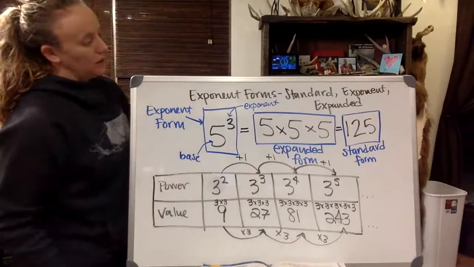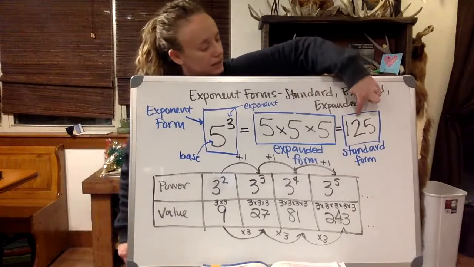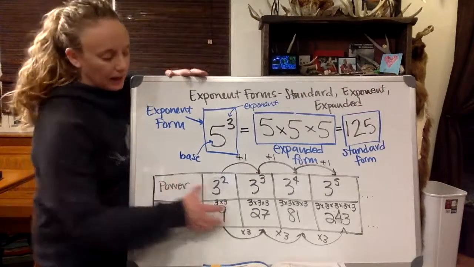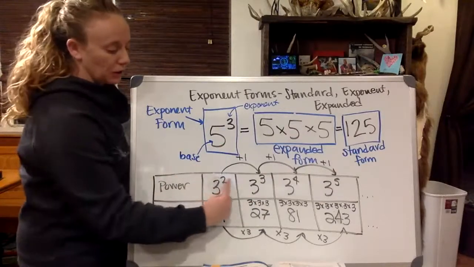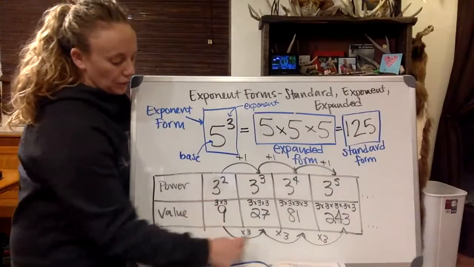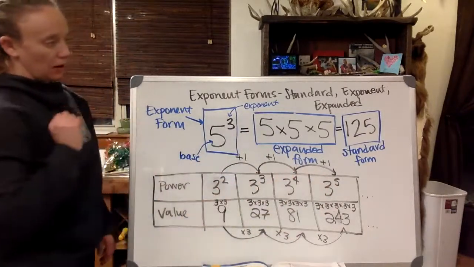So driving home this point, exponent form, expanded form, standard form. We can see that again here. And when we add an exponent, every time we increase our exponent by 1, we're truly multiplying by 3. We're going to get more into this concept in our next video.